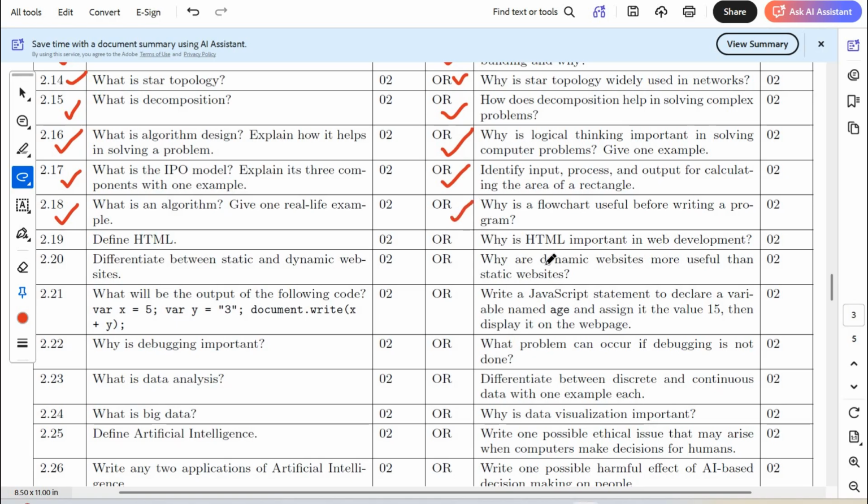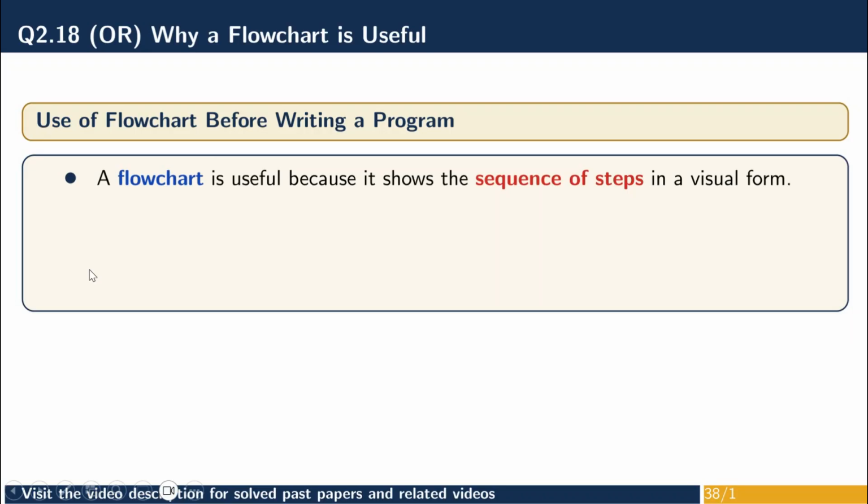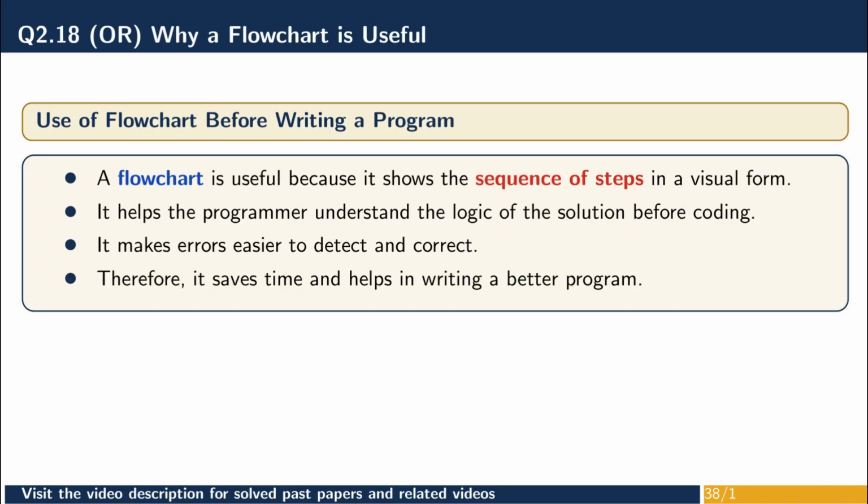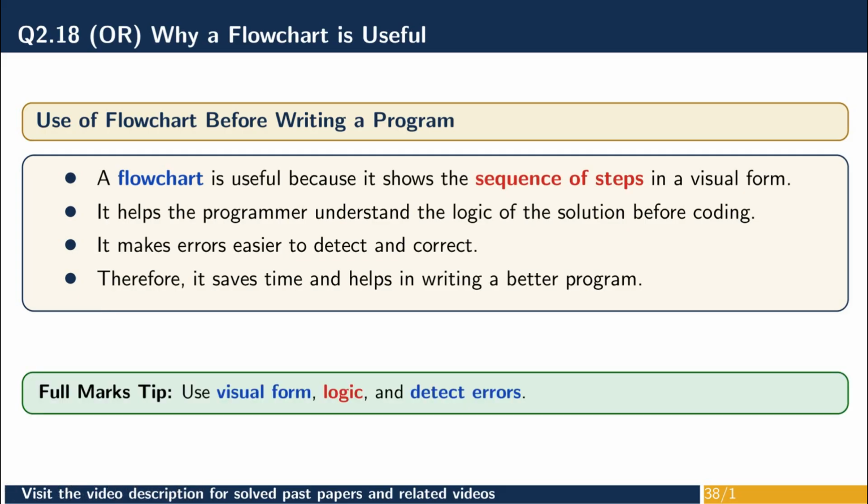Or option is, why is a flowchart useful before writing a program? A flowchart is useful because it shows the sequence of steps in a visual form. It helps the programmer understand the logic of the solution before coding. It makes errors easier to detect and correct. Therefore, it saves time and helps in writing a better program. Full marks tip is use visual form, logic, and detect error.